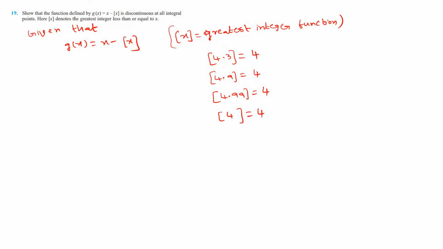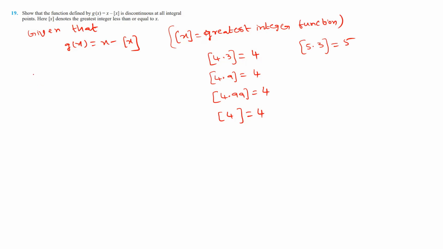Why? Because this is the greatest integer less than or equal to x. So less than or equal to this number is 4 here. If we take 5.3, that is nothing but 5 only. So this is the meaning of the greatest integer function. So g of x is equal to x minus the greatest integer function of x, as they have given.